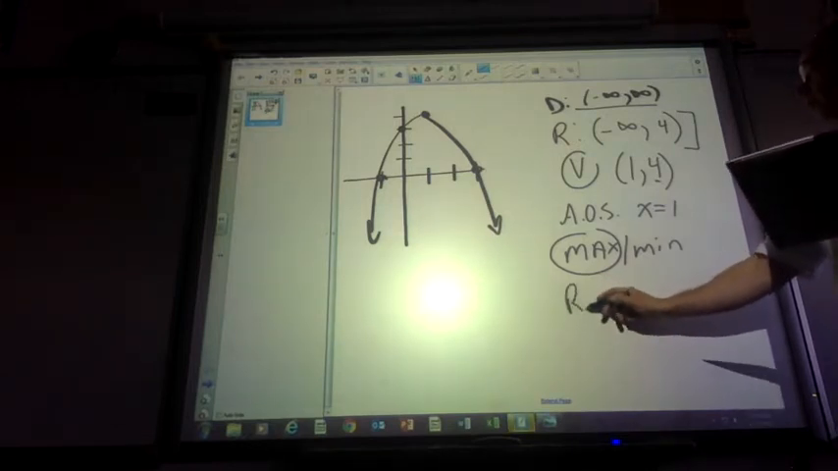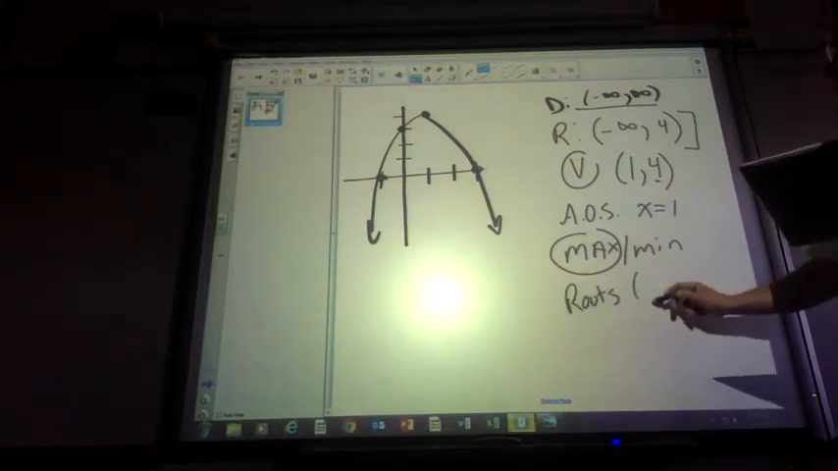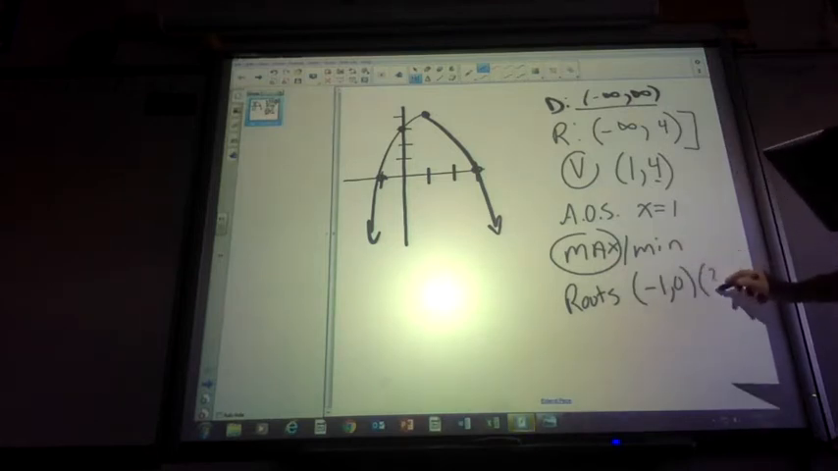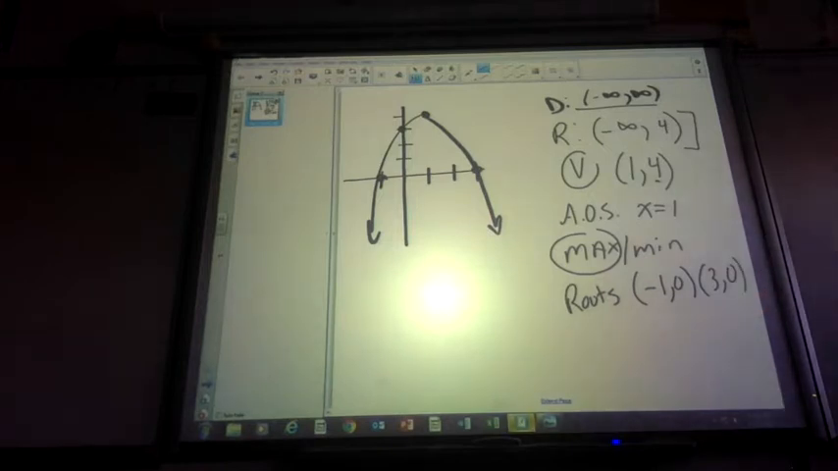Roots. What do the roots appear to be? Negative 1, 0, and 3, 0. And again, please list it as points.